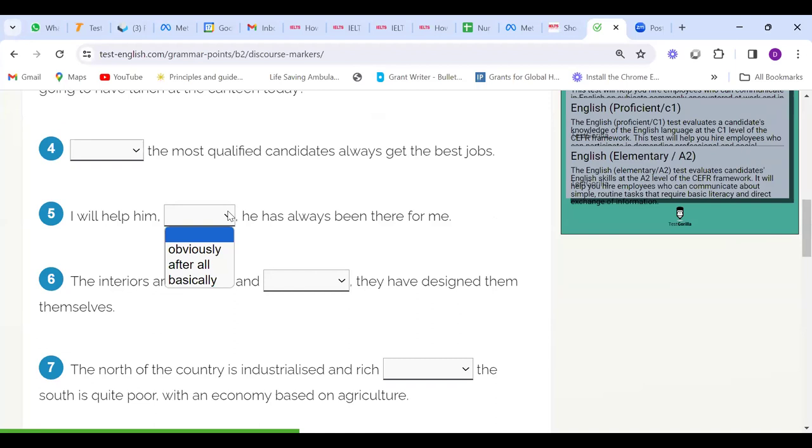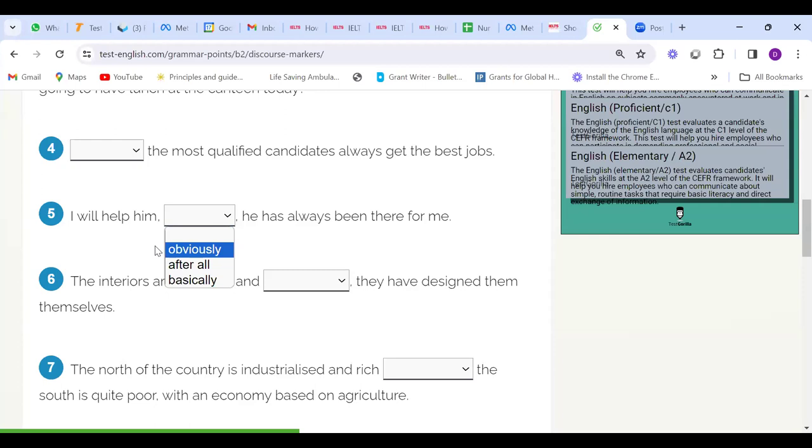Obviously, after all, basically. What do you think the correct discourse marker here should be? Obviously, after all, basically. Okay, let's go to six.